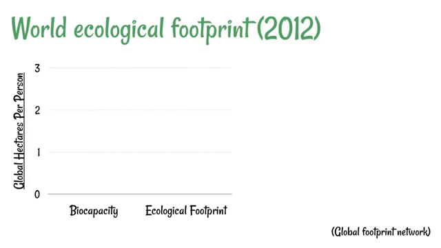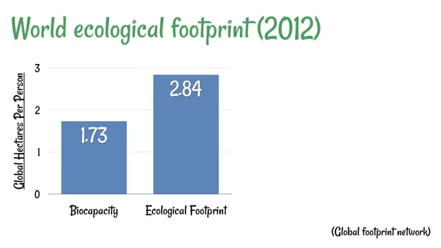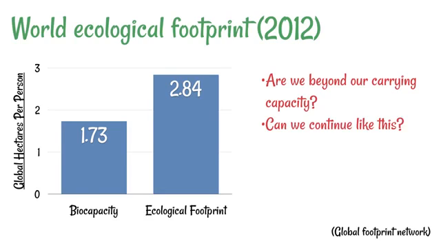According to the Global Footprint Network, the biocapacity of Earth is 1.73 global hectares per person. Basically, that's how large an ecological footprint every person on Earth can sustainably have. The actual ecological footprint that each person takes is more like 2.84. So this begs the question, are we beyond our carrying capacity? Can we continue on like this?